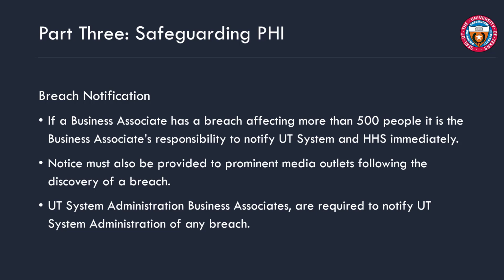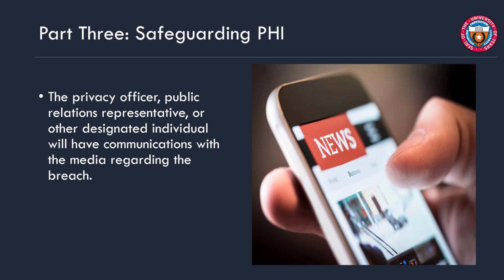UT System Administration business associates are required to notify UT System Administration of any breach. After a breach is confirmed, the privacy officer, public relations representative, or other designated individual will have communications with the media regarding the breach. It is important that consistent analysis and communication surrounding a perceived breach occur to avoid inaccurately declaring an incident a breach if it is not.